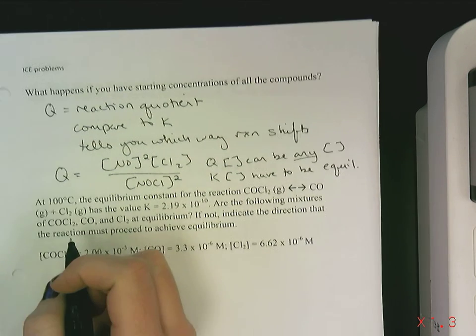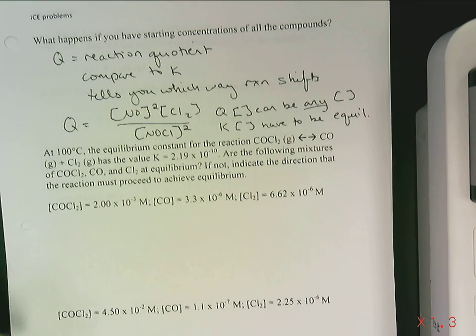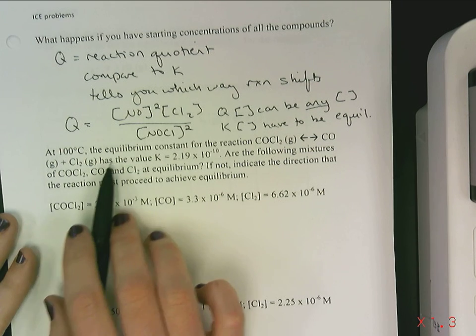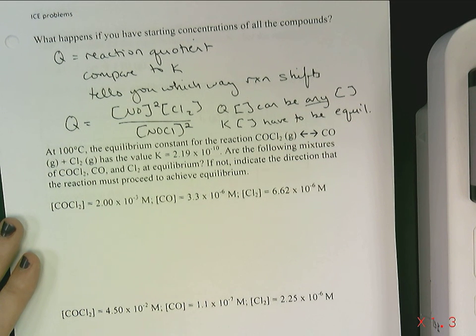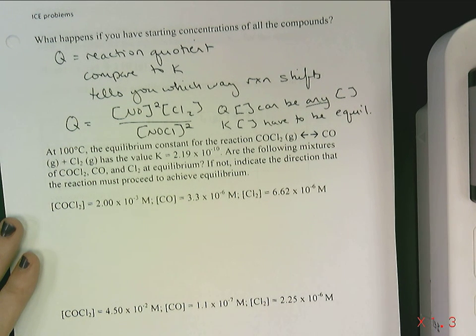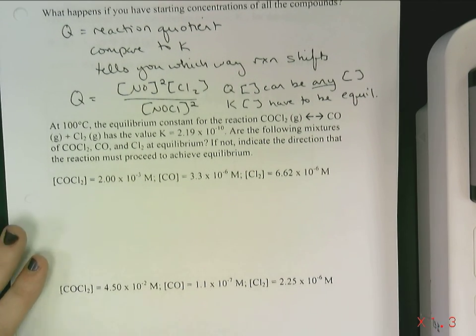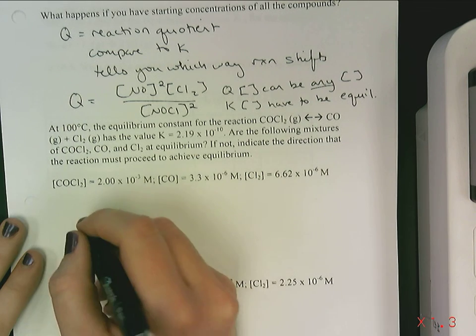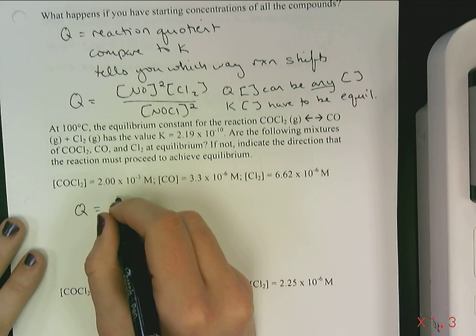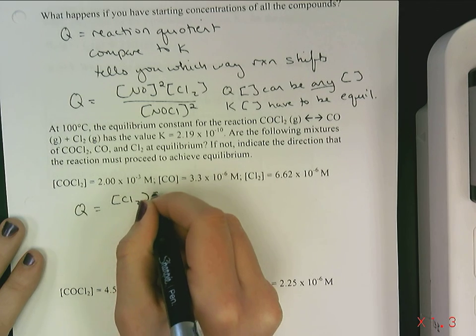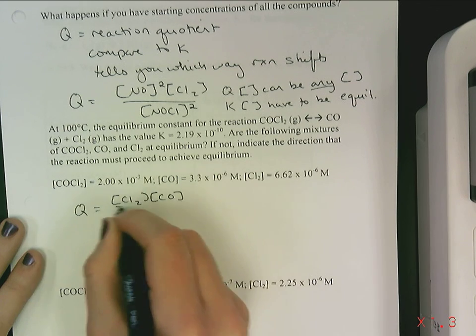How? Well, let's see. Here's a problem of the type that you might see if they're asking you about Q. At 100 degrees Celsius, the equilibrium constant for the reaction COCl2 goes to CO and Cl2 has the value K equals 2.19 times 10 to the negative 10th. Are the following mixtures at equilibrium? And if not, indicate the direction the reaction must proceed to achieve equilibrium. In this case, our value of Q, we're going to write it out just as we would for K.